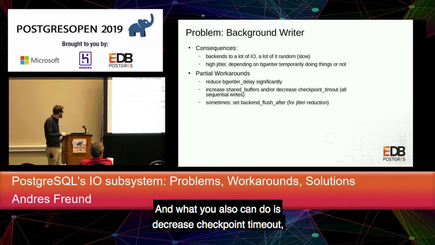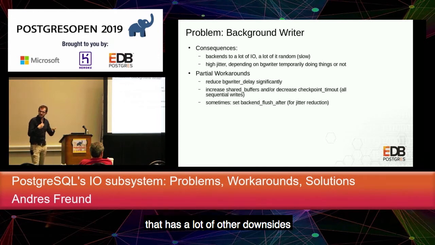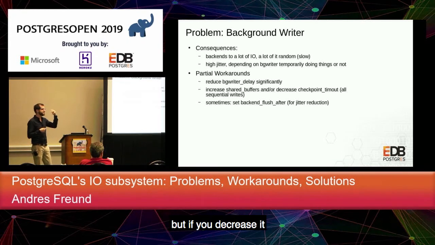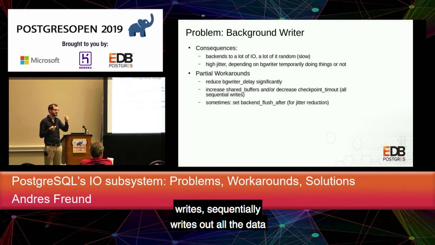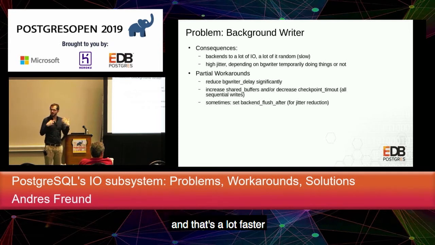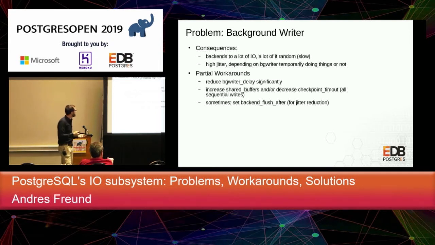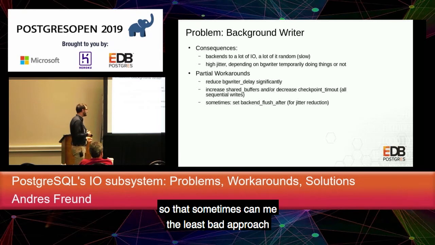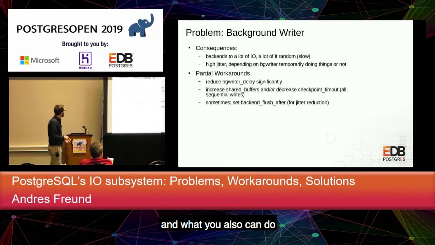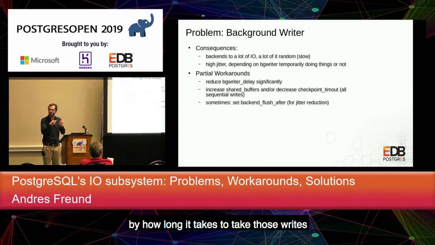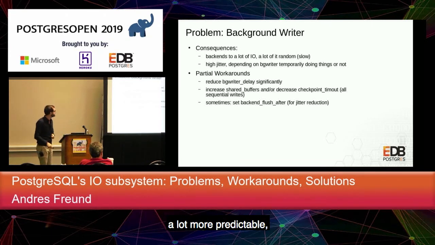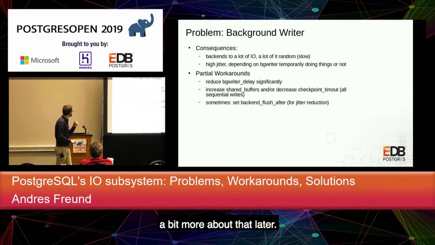And what you also can do is decrease checkpoint timeout. That has a lot of other downsides, but if you decrease it, that means that the checkpoint more often sequentially writes out all the data, and that's a lot faster than doing it randomly. So that sometimes can be the least bad approach. And what you also can do is to turn on backend flush after. That will actually make writes by backends more expensive, but it will make the performance of how long it takes to do those writes a lot more predictable. A bit more about that later.